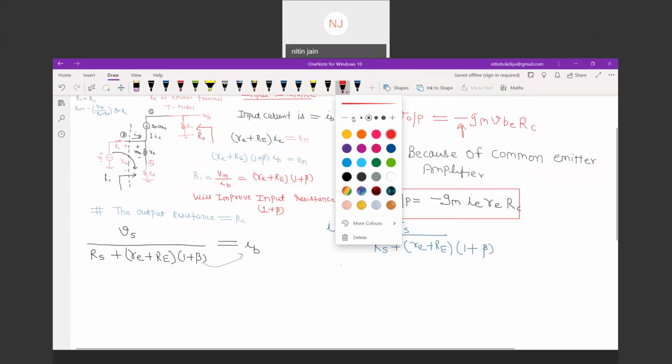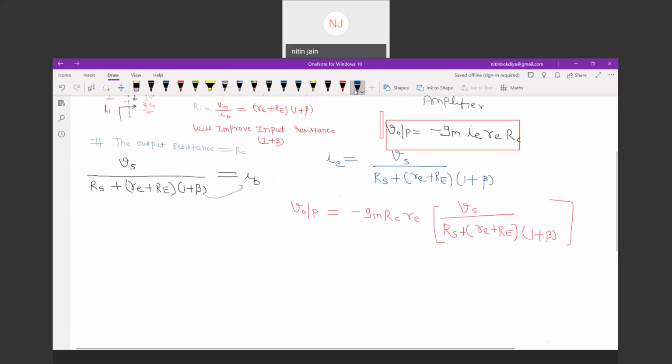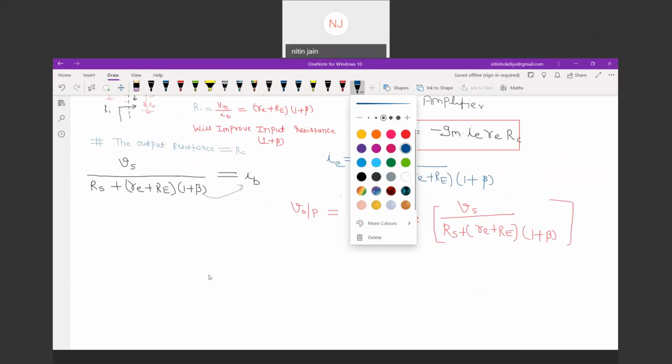And what I can say, V output is equivalent to minus GM into RC into RE minus GM into RC into RE into IE. IE is given by VS divided by RS plus RE plus RE into 1 plus beta. Let me write this expression in a format in which you can understand what we did, what the effect of introducing RE is.